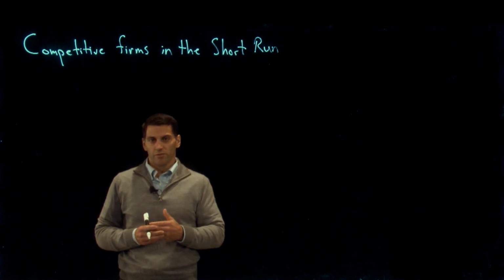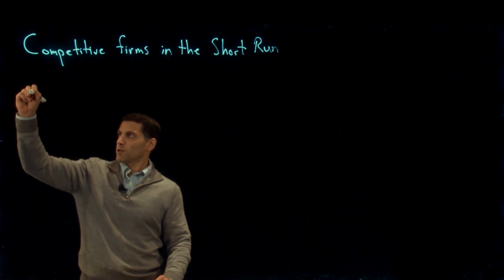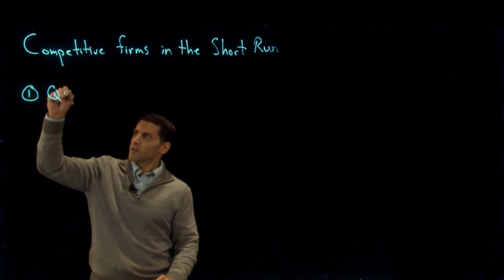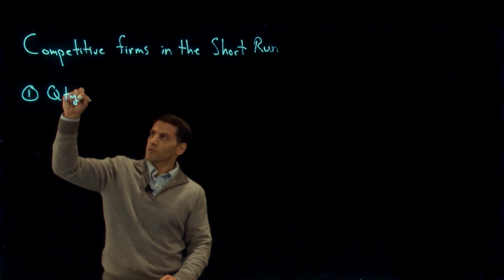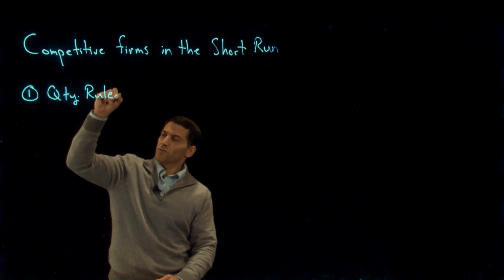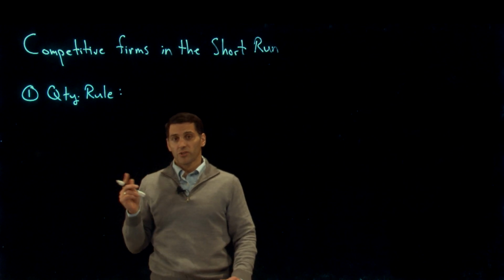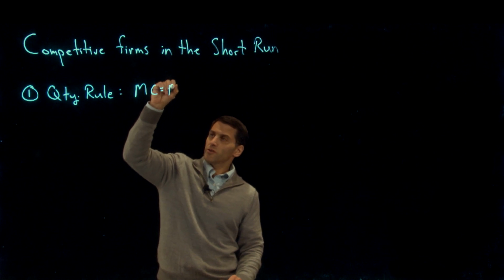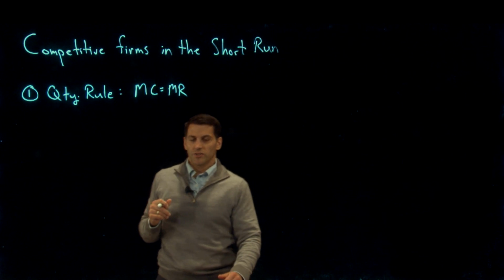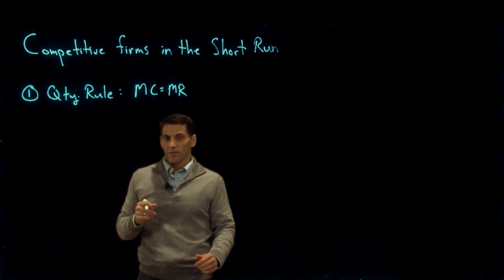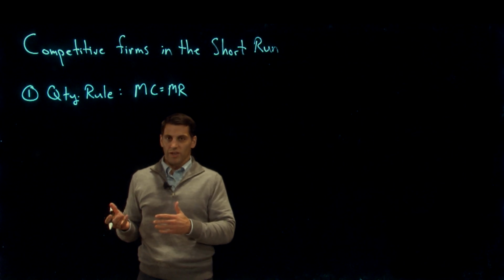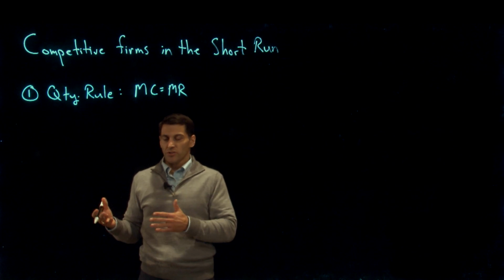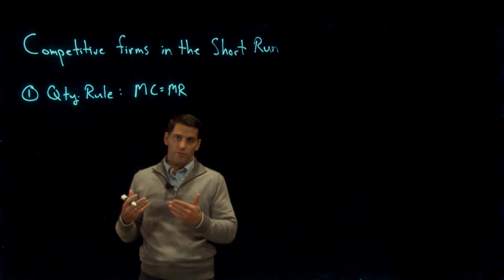In the previous video, we discussed what we call the quantity rule. What is the optimal level of output for a firm if it is going to, in fact, produce? And we said that the firm should produce up to the point where marginal cost equals marginal revenue. Now, the second question we have to ask is, should the firm produce at all? And we're going to start here and take this in the context of the short run.